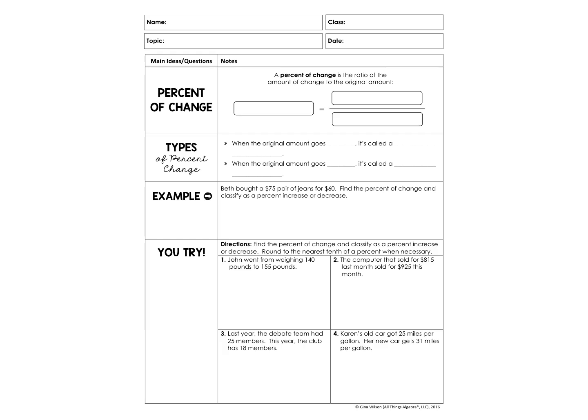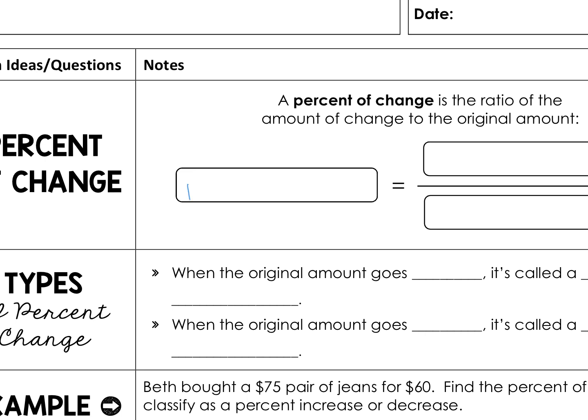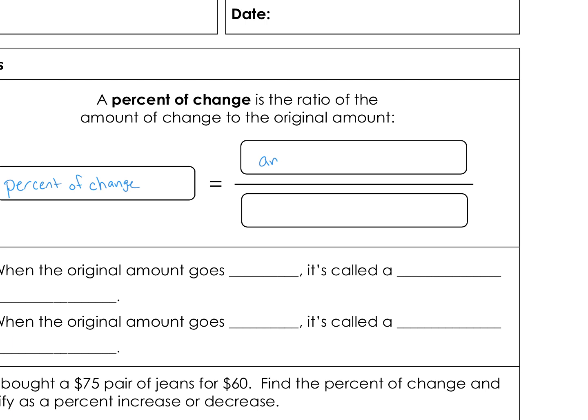All right, welcome back. Today we're going to be taking a look at calculating percent of change. So the thing about percent of change is basically you are calculating how much something has changed compared to its original. So the basic formula of it is your percent of change is equal to the amount of change, like I said, compared to the original amount.